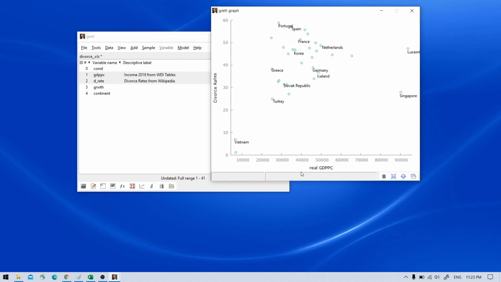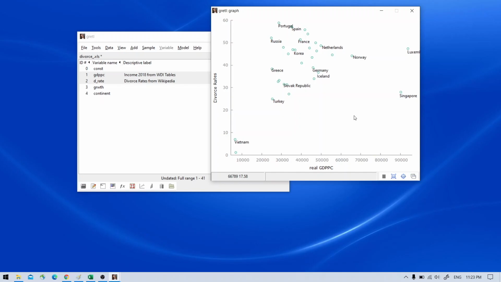On this side, we have the real GDP per capita on the x-axis, and on the vertical axis, we have the divorce rates. So we have countries like Vietnam, where the GDP per capita is quite low, but the divorce rate is also pretty low. Other countries like the Netherlands and here Norway, where the income per capita is high and the divorce rate is also high. So these are the various scatter plots that we have.